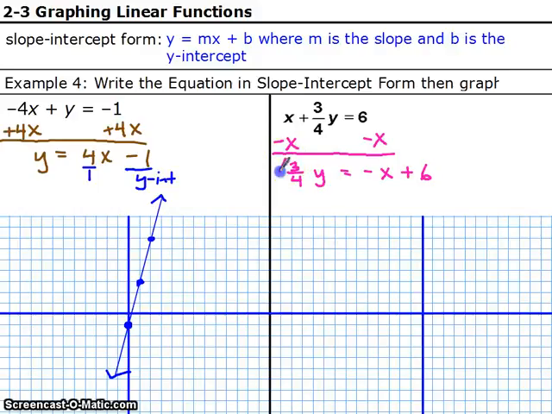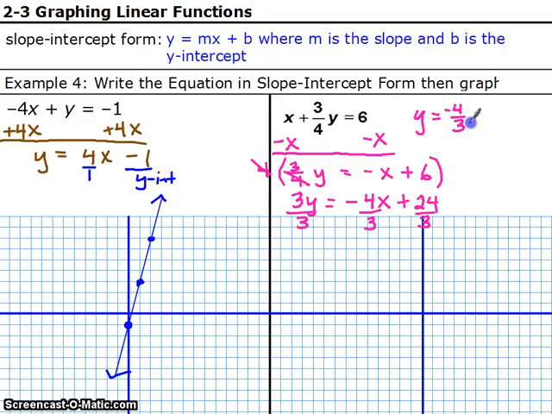Next thing I'm going to do is multiply everything by 4. This will cancel out my denominator. But make sure you multiply everything by 4, not just the first term. So that'll leave me with 3y equals -4x plus 24. And then I'm going to divide everything by 3. All right, so I've got my final form. y equals -4/3 x plus 8. There's my slope-intercept form. So 8 is my y-intercept.